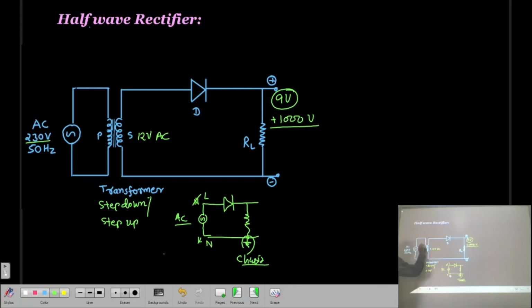In this transformer, whether this one is live and this one is neutral, or this one is neutral and this one is live, the primary is isolated from the secondary. There is no connection between the primary and secondary. So if the terminals are reversed in the primary, you will not get a shock in the secondary if it is connected to the ground, and if it is connected to the chassis of the instrument. So this is the most important advantage of using a transformer.